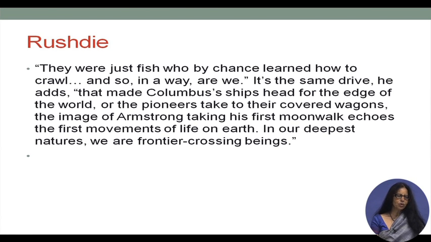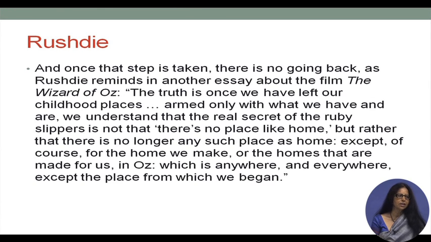The image of Armstrong taking his first moonwalk echoes the first movements of life on earth in our deepest natures. We are frontier crossing beings. So it's Rushdie first who talks about the presence of contact zones, who challenges the idea of insularity and talks about the boundary crossing impulse as more natural to human beings than the boundaries which he sees are political and which are artificially constructed.